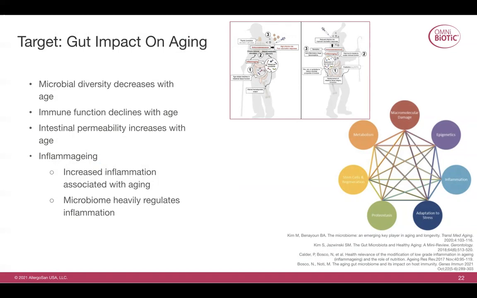We know that microbial diversity decreases with age, as does the robustness of our immune system. And intestinal permeability tends to also increase with age. Inflammaging is a term that has gained in popularity recently. We know that inflammation increases as we age. The microbiome modulates the immune response and inflammation. So is it any surprise that these go awry as the diversity of our microbiome decreases?